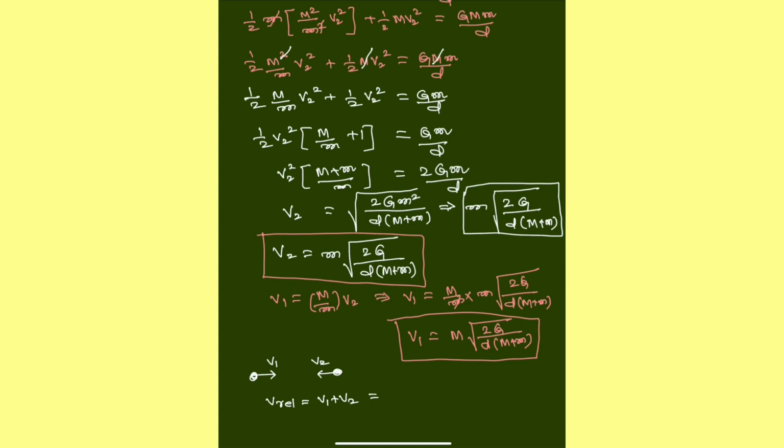So v relative is equal to v1 plus v2, and directly substituting, (M plus m) times the square root of 2G by d times (M plus m). The question asks for v relative square, which is (M plus m) whole square, and the root cancels, so one term is cancelled. Then v relative square is equal to 2G times (M plus m) by d, the required relation.